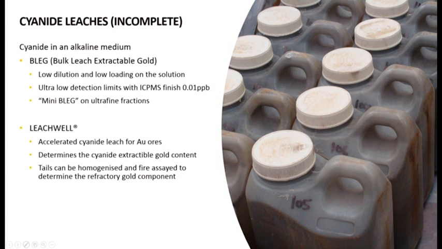Now moving on to the LeachWELL. It's an accelerated cyanide leach for gold ores, and what it does is determine the cyanidable gold in a sample. And we can take the tails from the LeachWELL process, and we can dry them, rehomogenize them, wash them, dry them, rehomogenize them, and put them through fire assay, and you can get a very good idea of what's refractory and what's amenable to a cyanide process in your ores.